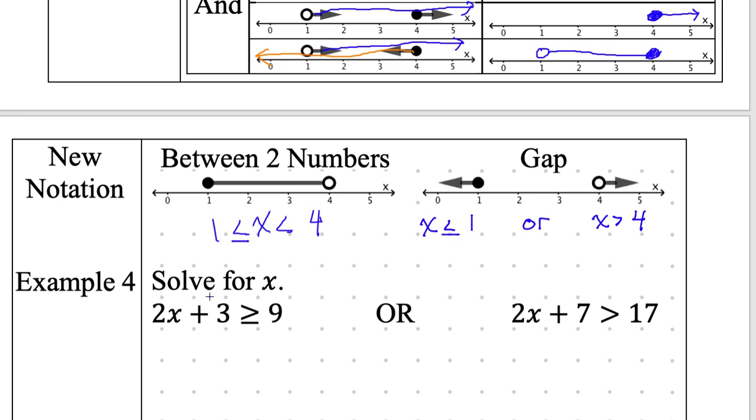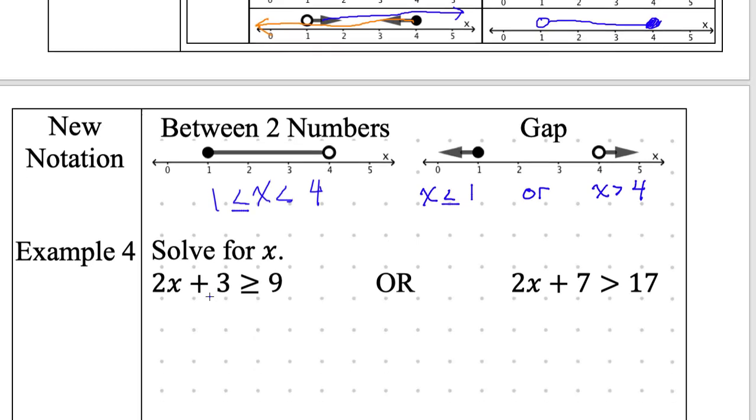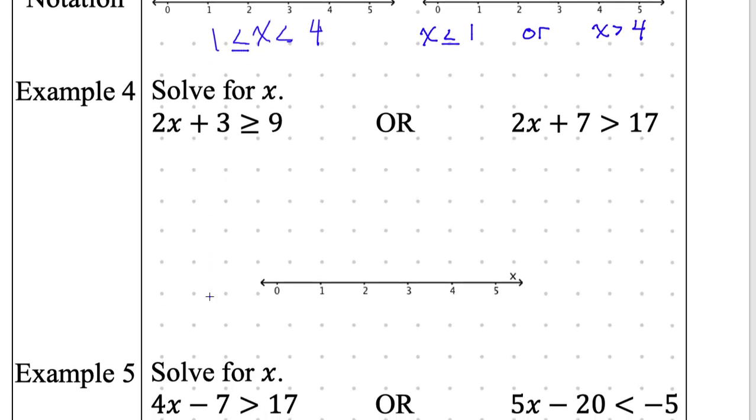Alright, finally, we can do example number 4. I know we're super long into the video, and I apologize. It is a long lesson. If you end up not finishing this lesson, you can finish it tonight for homework. Solve for x. So we've done this before. Let's go ahead and do it.